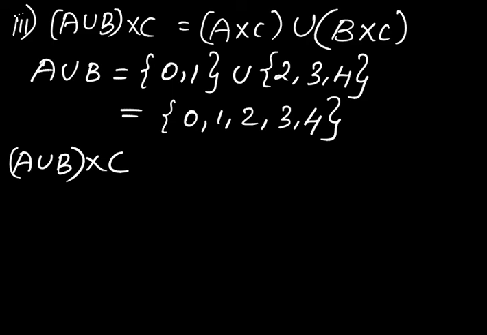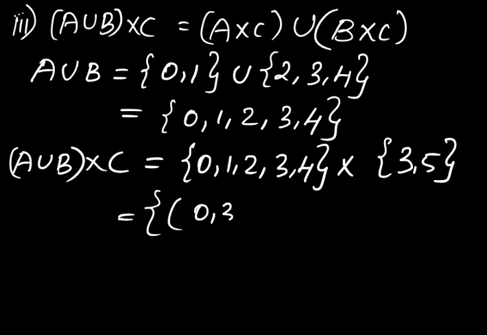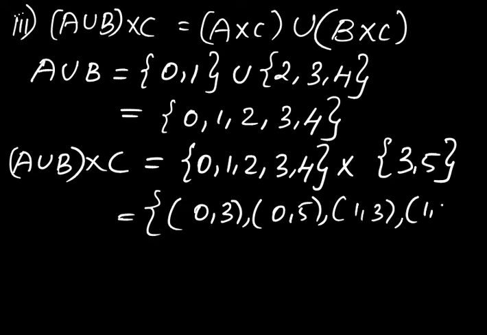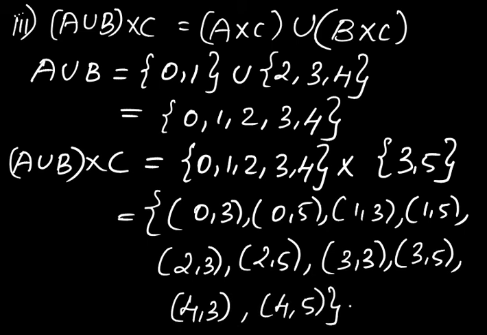You will find (A union B) cross C. So write the value of A union B, that is set of 0, 1, 2, 3, 4 cross C value is set of 3, 5. So write in ordered pairs, we'll get 0, 3, 0, 5, 1, 3 and 1, 5, 2, 3, 2, 5, 3, 3, 3, 5, 4, 3 and 4, 5. So mark it as equation number 1.